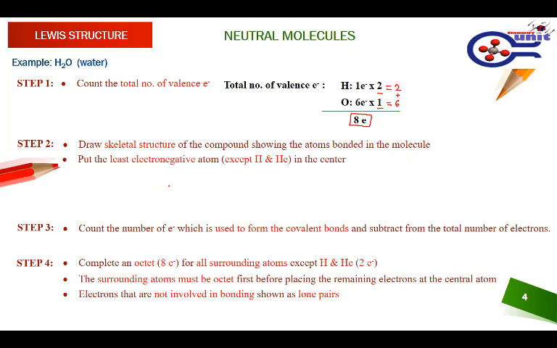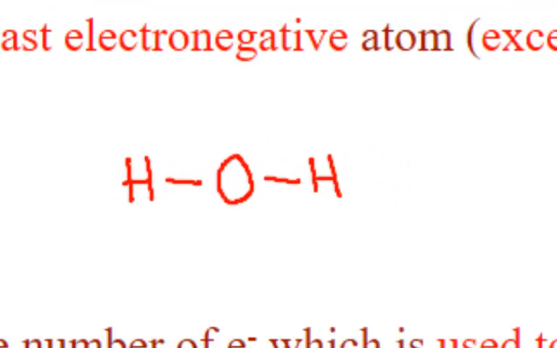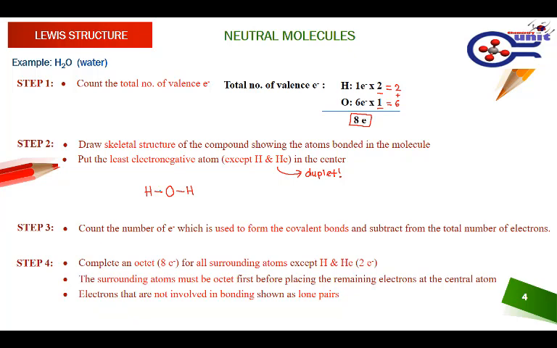Let's proceed to step 2. In step 2, we will draw the skeletal structure of the compound showing the atoms bonded in the molecule. Before we draw the skeletal structure, we have to identify the least electronegative atom as it will be the central atom, except for hydrogen and helium. Hydrogen and helium will never be the central atoms because they cannot form an octet. Since the water molecule consists of hydrogen and oxygen, oxygen will become its central atom. So, here is the skeletal structure of the water molecule.